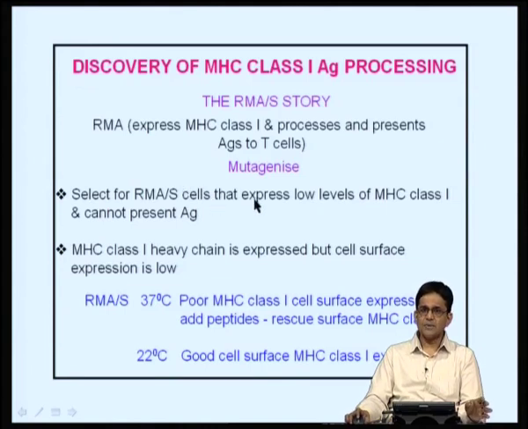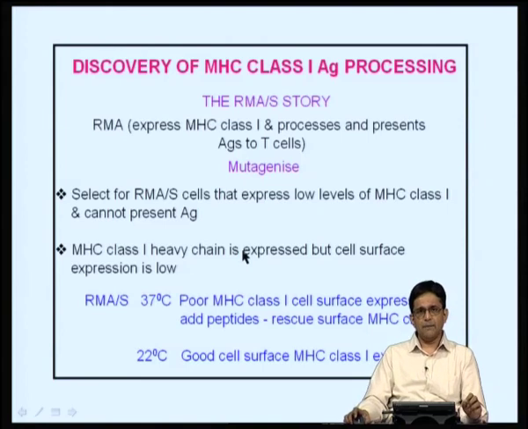Now, this RMAS expresses low levels of MHC class 1, and as a consequence it is a poor antigen presenting cell compared to RMA. The wild type was RMA, and the mutant derived from RMA was RMAS. The difference between the two is that RMAS is a poor antigen presenting cell, while RMA, the parent, is a good antigen presenting cell. Why this is so needs to be figured out, but what was found is that the MHC class 1 expression on RMAS was low. So, one obvious reason for being a poor antigen presenting cell is that MHC class 1 expression is low.